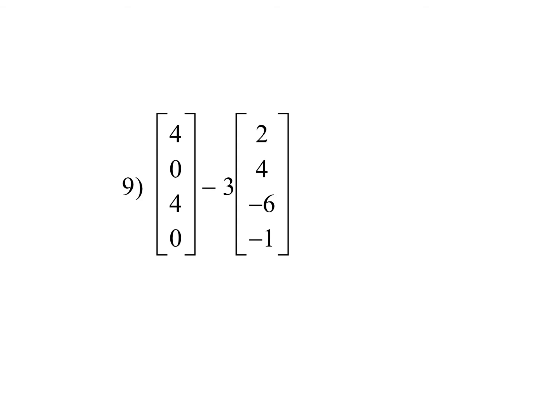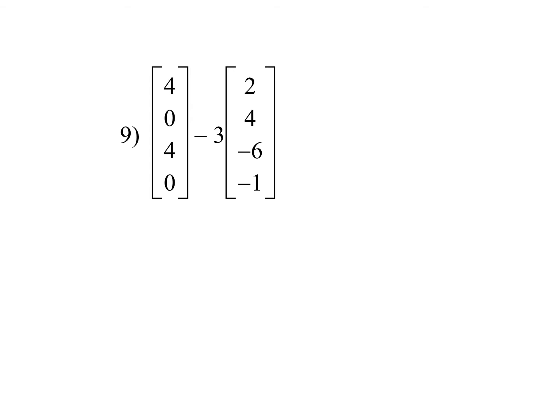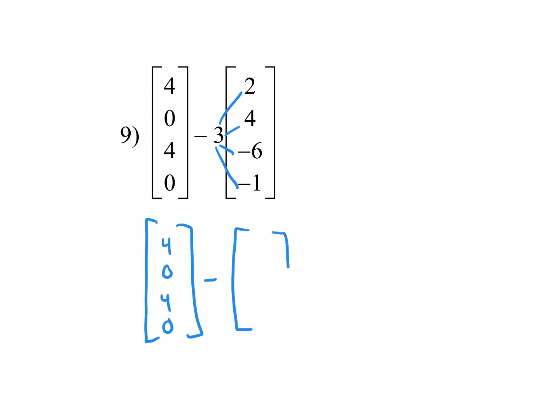What do I have to do first here? Distribute. So I need to multiply first. So I'm going to distribute that 3 to everything on the inside. So the first one stays the same. So 4, 0, 4, 0, minus, and now I'm going to distribute. So it's 3 times 2. I'm going to keep the negative there and only distribute the positive 3. So it'll be 6. 3 times 4 is 12. 3 times -6 is -18, and 3 times -1 is -3.